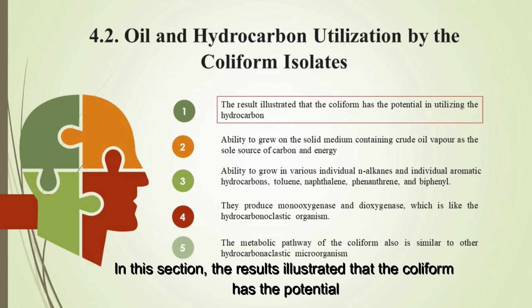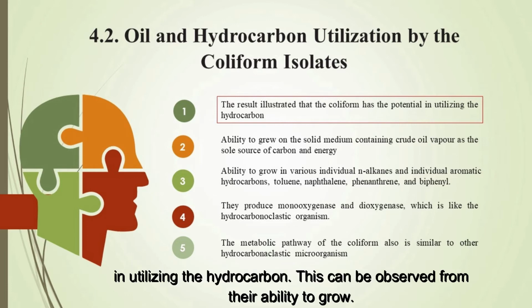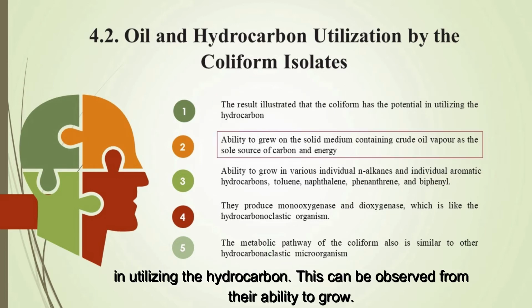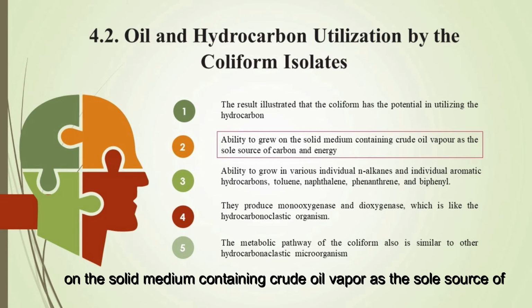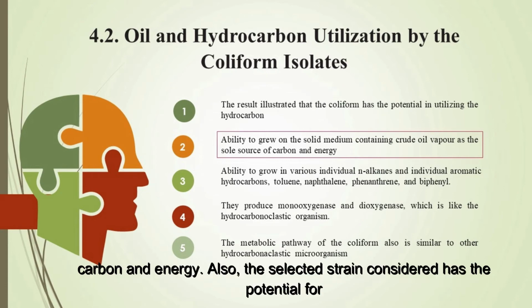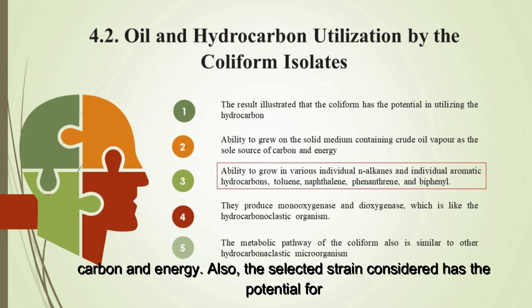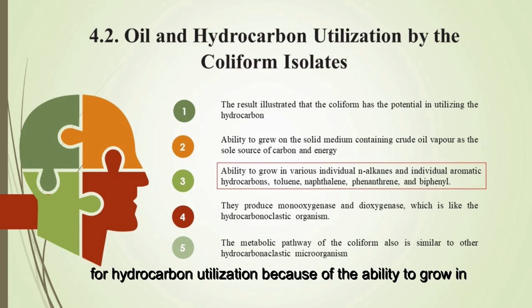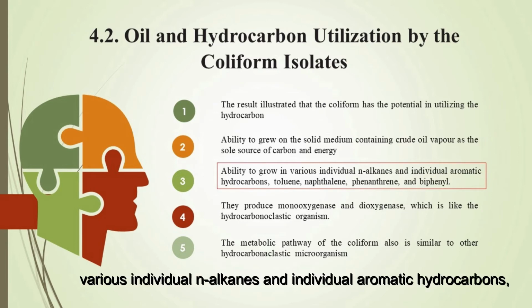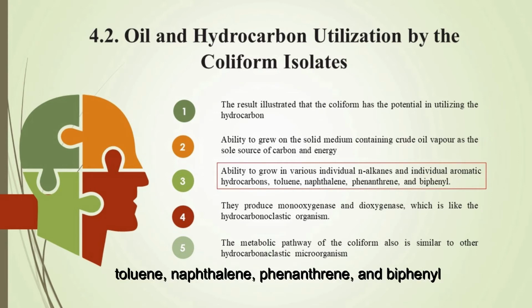In this section, the result illustrated that the coliform has the potential in utilizing the hydrocarbon. This can be observed from the ability to grow on the solid medium containing crude oil vapor as the sole source of carbon and energy. Also, the selected strain has the potential for hydrocarbon utilization because of the ability to grow in various individual N-alkanes and individual aromatic hydrocarbons: toluene, naphthalene, phenanthrene, and biphenyl.